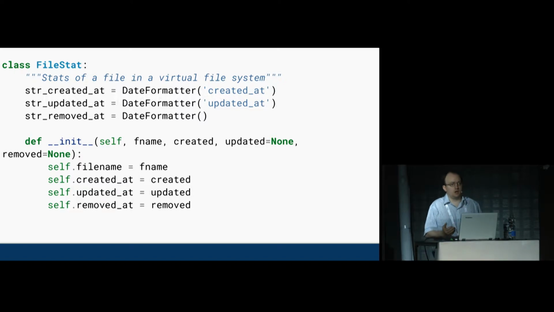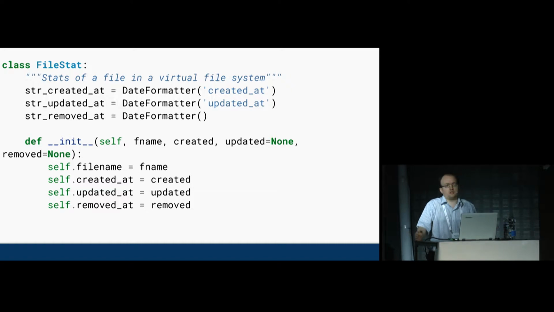I'm interested in seeing when it was created, when it was last modified, and if it was removed. So I'm going to have, for example, created_at, updated_at, and removed_at, which are going to be regular attributes of the instance. But then I'm going to have str_created_at, str_removed_at, etc. that are going to be class attributes. And this is important for the descriptor protocol to work. They have to be defined at the class level, so they have to be class attributes. Otherwise, the mechanism won't work.